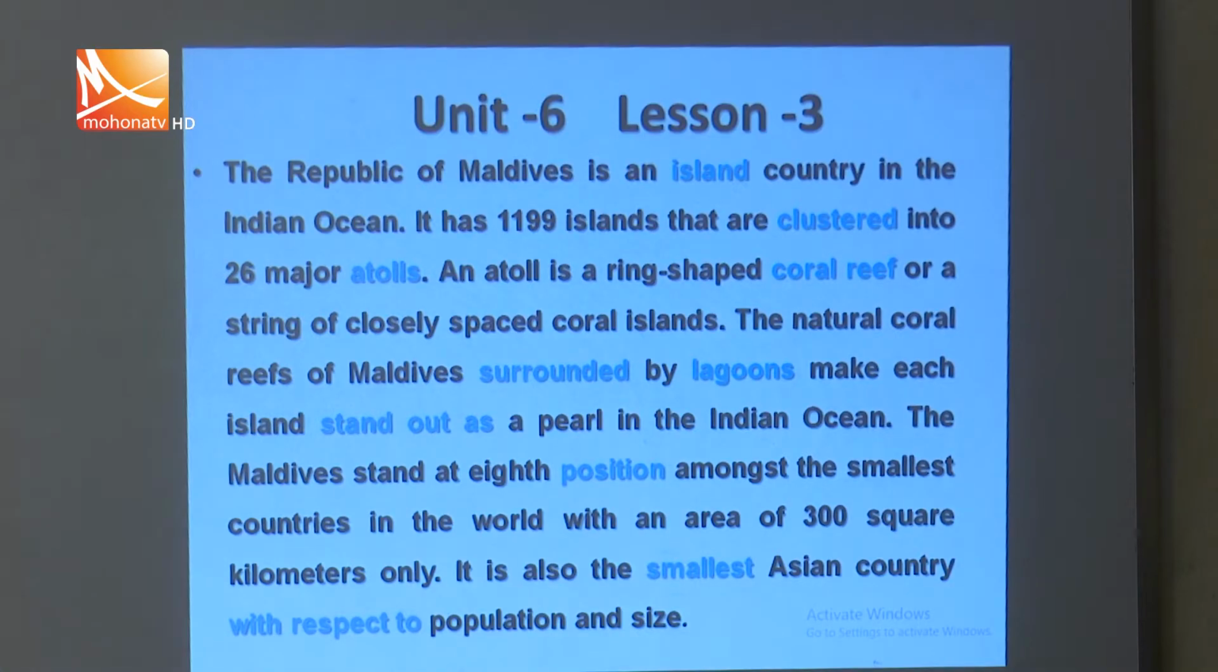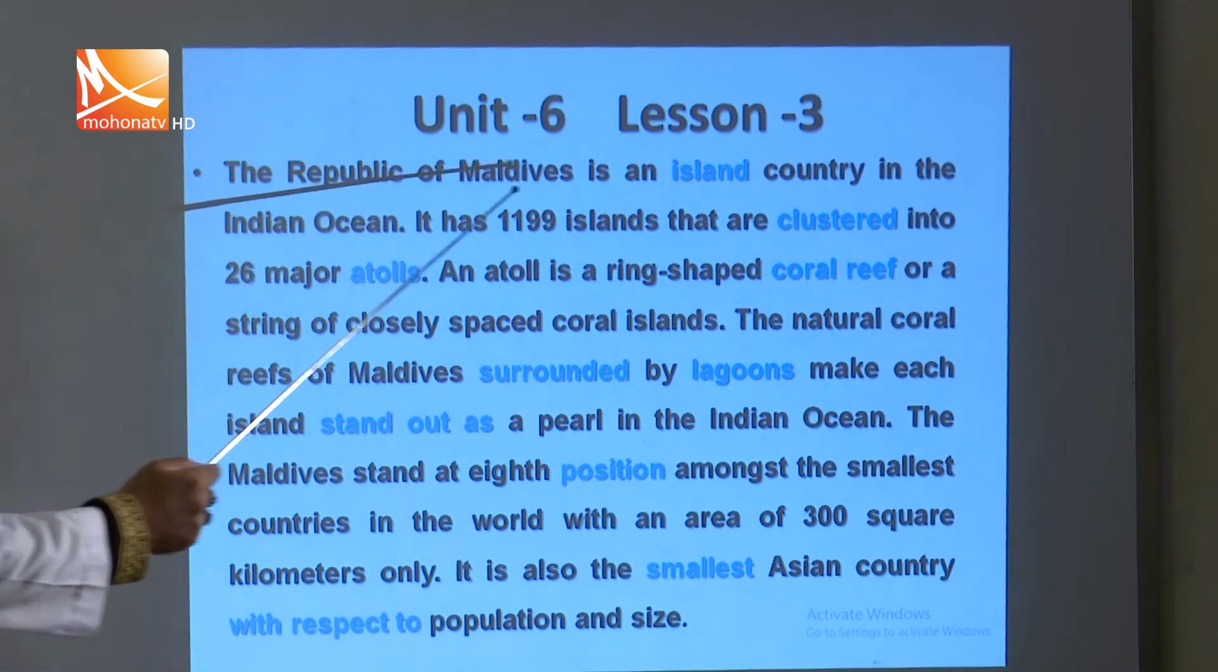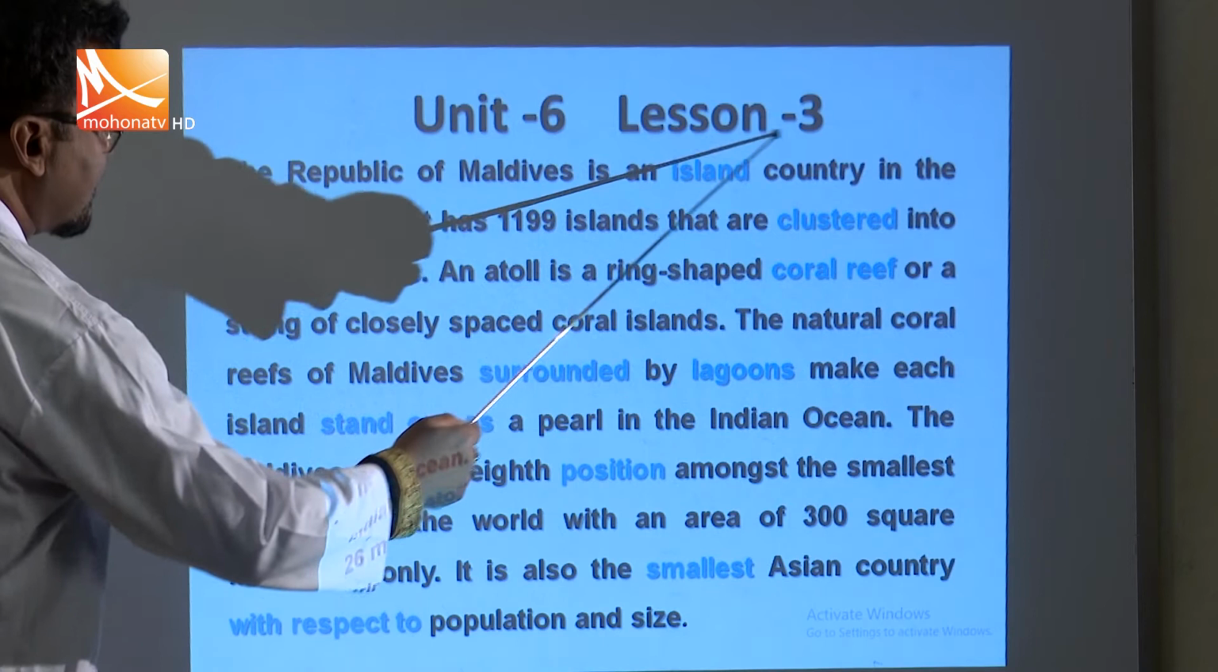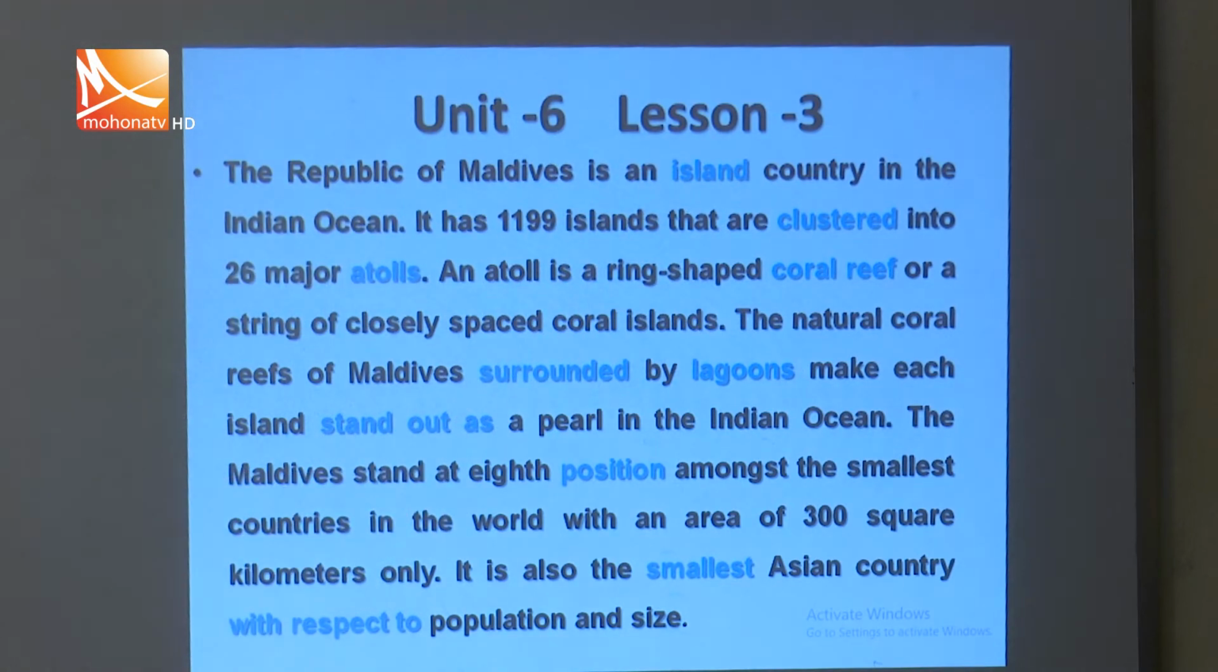And let's start today's lesson, and it is Unit 6 and Lesson 3. It is about our neighboring country, Maldives. Though Maldives is not our very close neighbor, it is in our periphery, and it is our neighbor country. So the Republic of Maldives is an island country in the Indian Ocean. So it is an island country. Island, you know, a land surrounded by water.